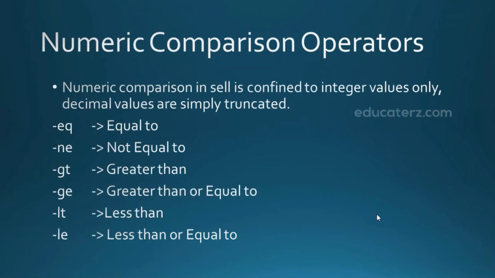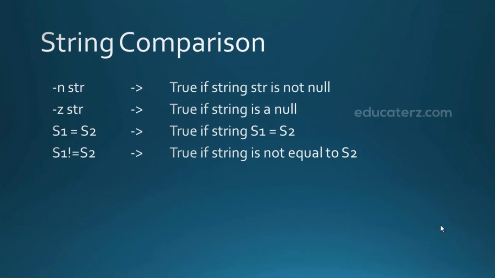We have another set, which is string comparison. Whenever we want to know whether a particular string is empty or has some data, we can use hyphen n str. In place of str, we can give the variable that is holding a particular value. It would return true if the string is not null. Similar to this, we have another option, hyphen z str. In this case, it would return true if the string is empty.